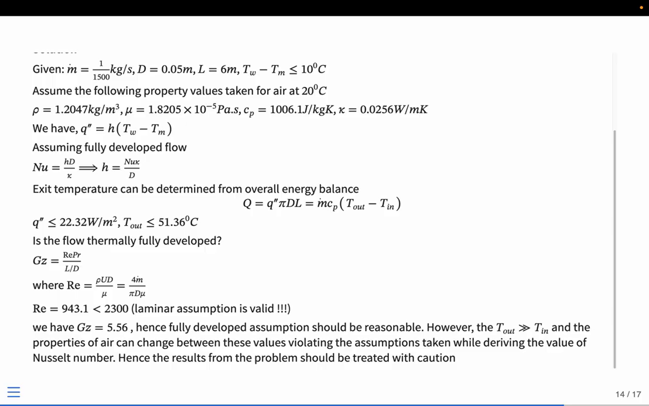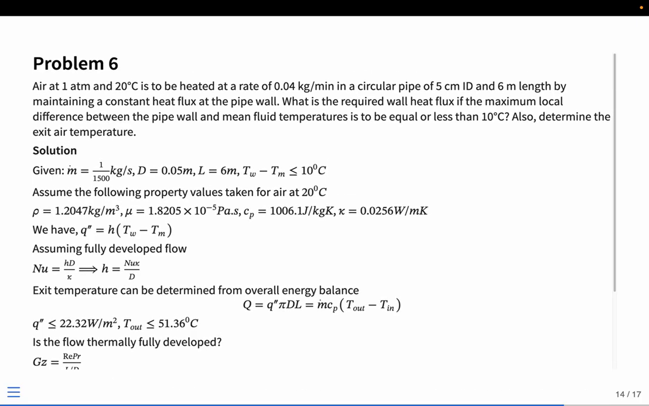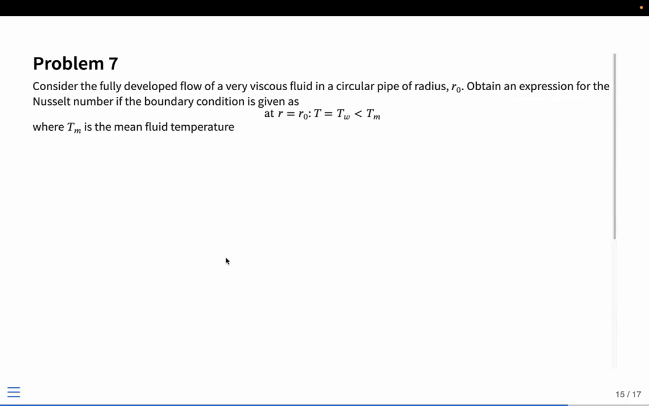This is why I'm reiterating the same thing again and again. You solve the problem and then you cross-verify whether the results you are getting are consistent with the assumptions you have taken in order to come to that particular solution. Okay. Are there any questions? If there are no questions, we move on to the next problem.